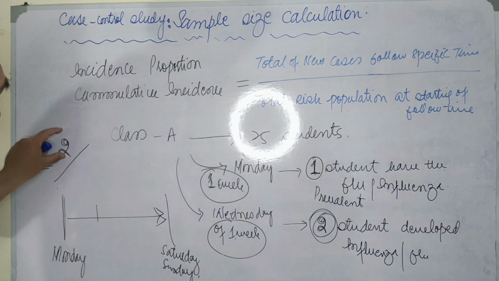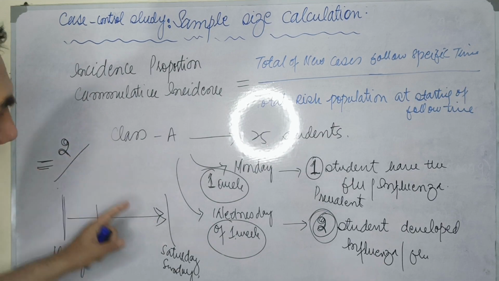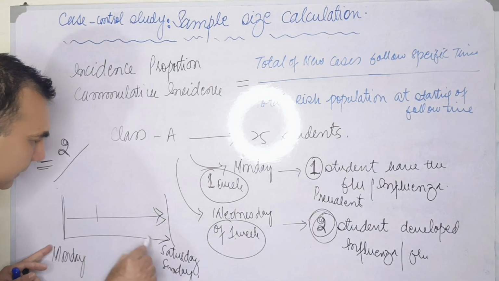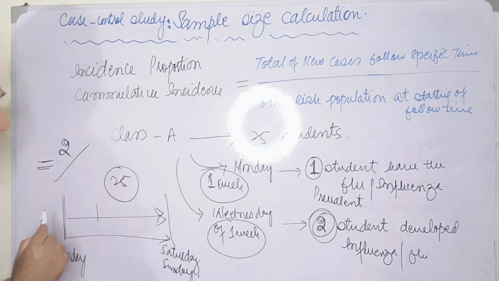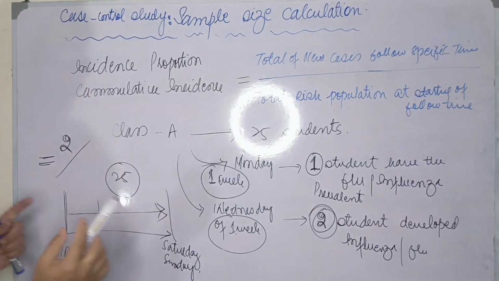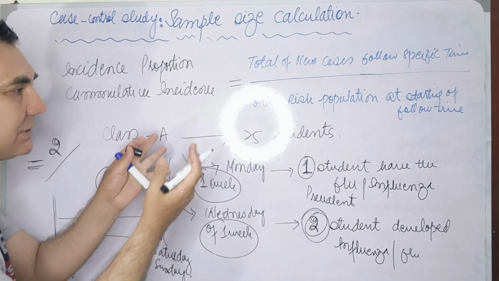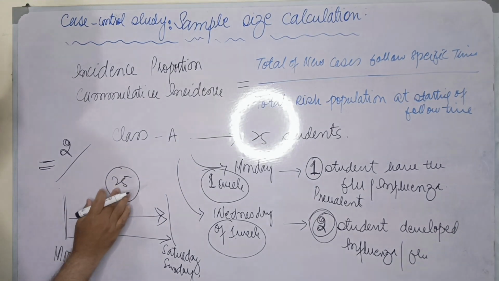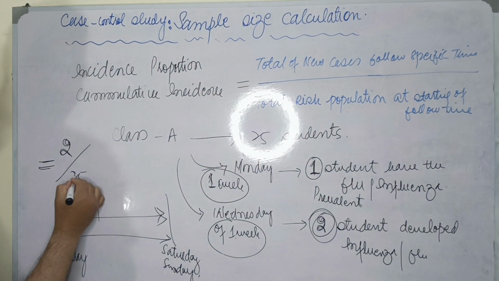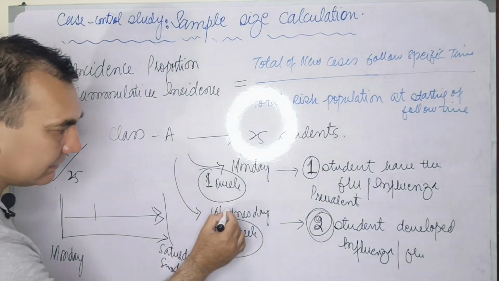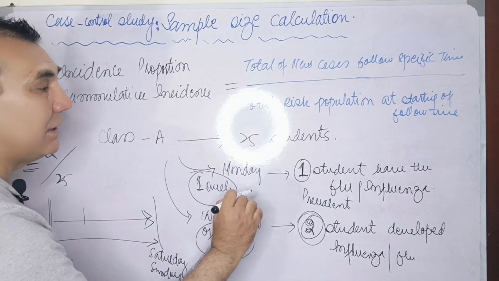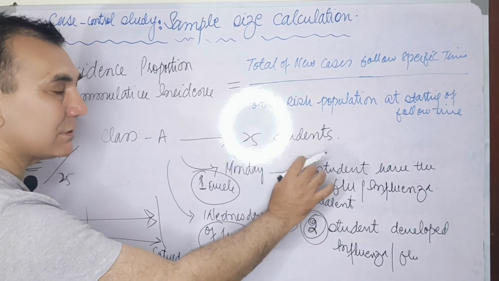The two students is your numerator. Now, as I told you, how many students were there? 25, which you have to follow for the 1 week. The total number of the students, 25, is at the risk. In the 25, one student who came already has influenza or the flu.